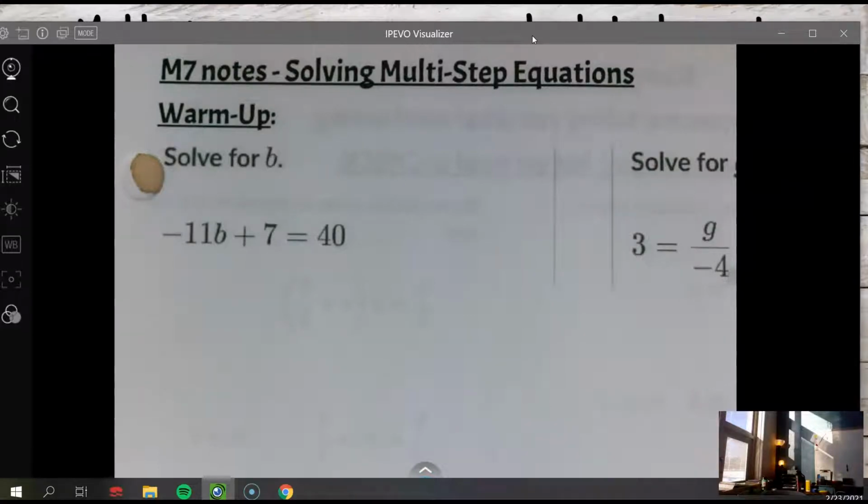Negative, right? Because we have one negative sign. And then 33 divided by 11, that's a fun one. 33 is a multiple of 11. Right? 33 is a multiple of 11.